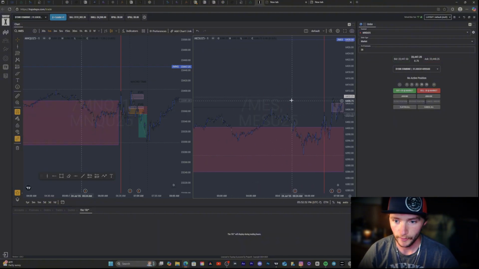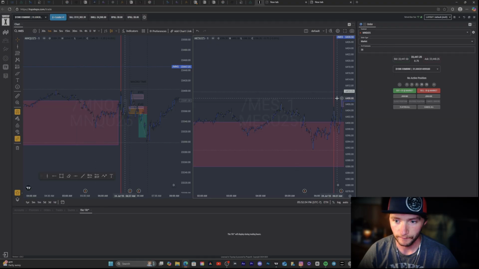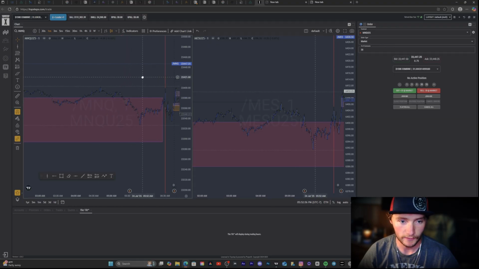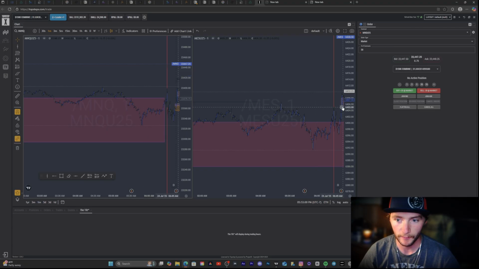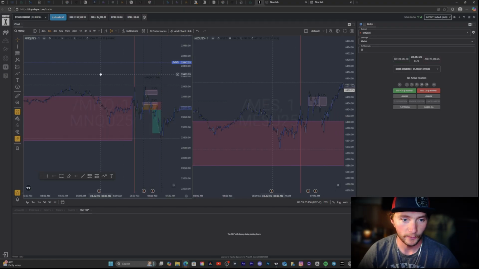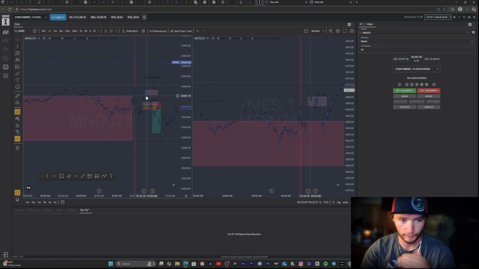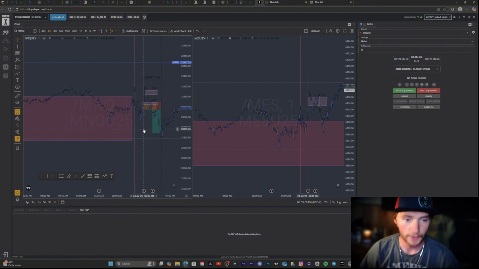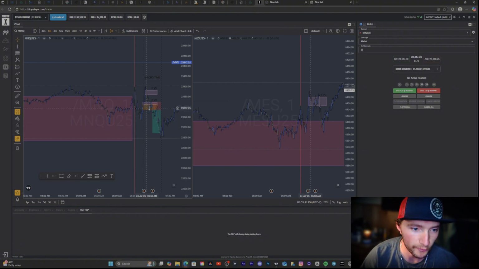So let me scroll it this way. This is what ES looked like, right? While NQ looked like that, right? NQ finally broke, but ES did not, not until the macro actually was taking effect. Now, when it came to entry model, I also used this inverted fair value gap and this breaker block.